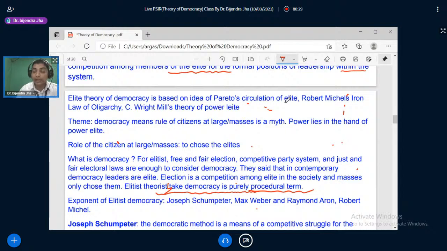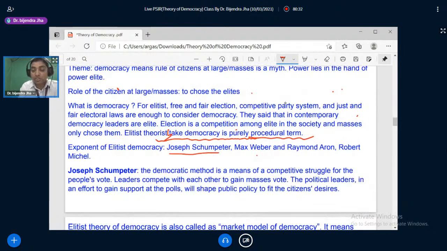So exponent कौन है? Exponent जो सबसे बड़े हैं वो जोसेफ शुम्पीटर हैं, right? Then Max Weber talks about that. Raymond Aron, Robert Michels also talk about that kind of democracy, right? That kind of features in a democracy. So Joseph Schumpeter is very much important here to talk about. What does Joseph Schumpeter talk about? Elitist theory of democracy, right? He criticized classical democracy like representative democracy, participatory democracy, right? And then he proposed something.